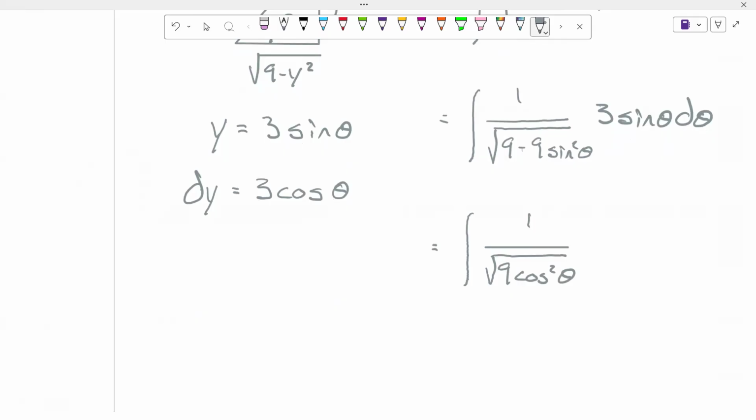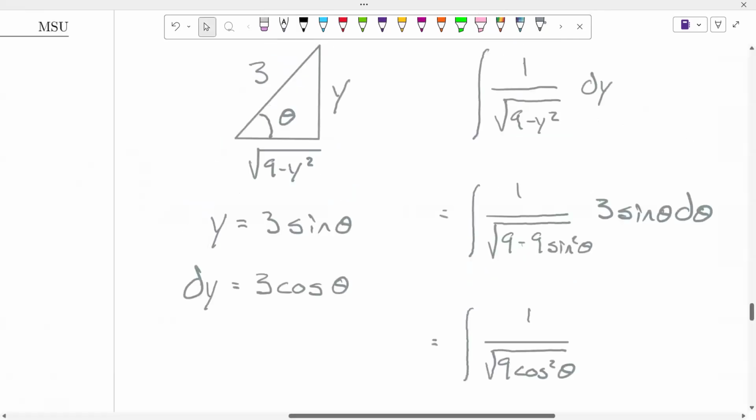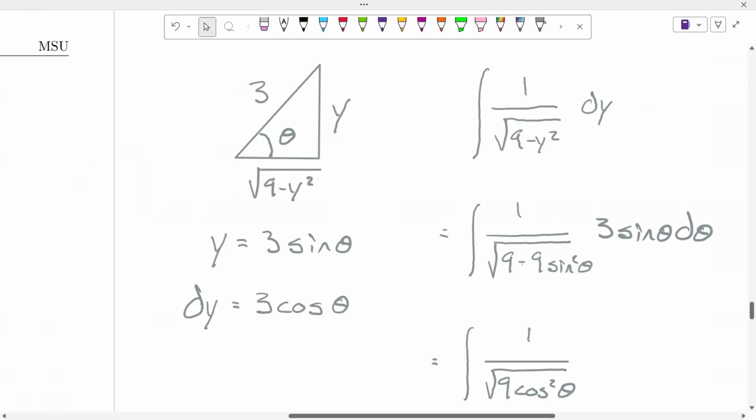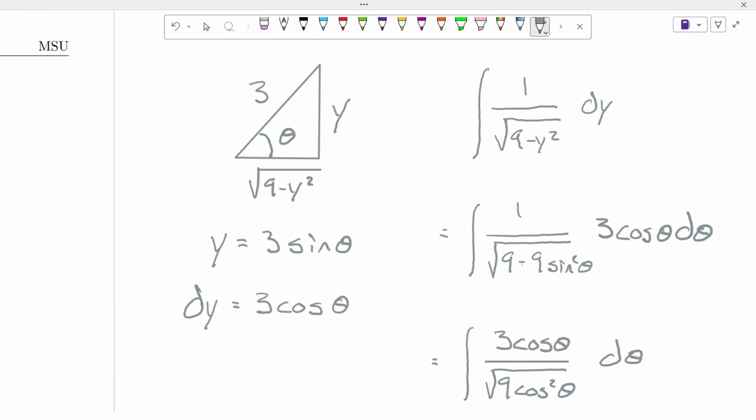Wait, hold on a second. There's some whispering back there, and I think I know why. dy, right? I needed to replace that. And I definitely wrote down that dy is 3 cosine theta. But then I said it was 3 sine theta. That was just an error. This should say 3 cosine theta d theta right there. There we go. Seem fair? All right. Then I'm just going to move that 3 cosine theta into the numerator. d theta, I'll just leave over there for now.